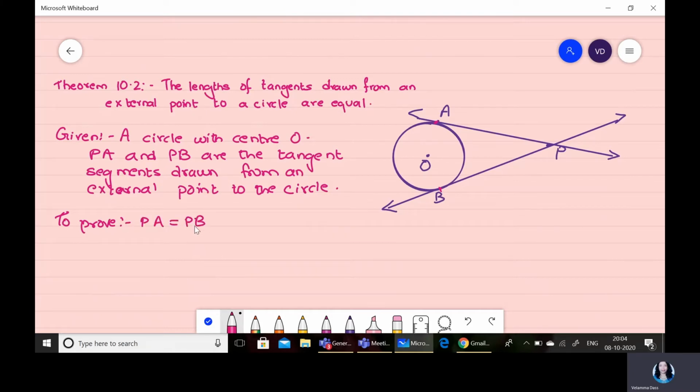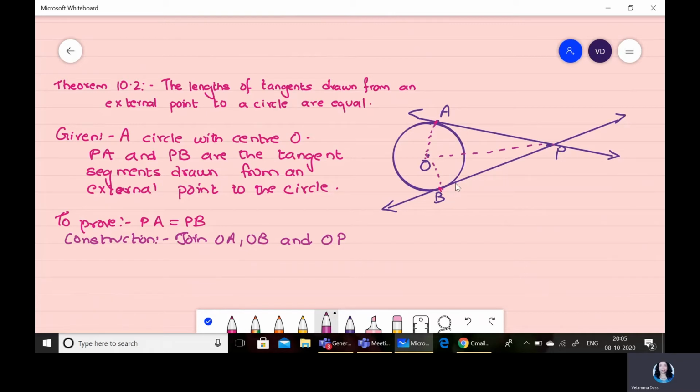Now to prove this, we require something. Here it's not a quadrilateral or a triangle. So the simple construction we will do is, we'll join OA, OB and OP. So let's write the construction. Construction is, students, join OA, OB and OP. Now from this you can see very clearly we have got two beautiful triangles, and if we prove these two triangles are congruent, we can say PA and PB are equal.